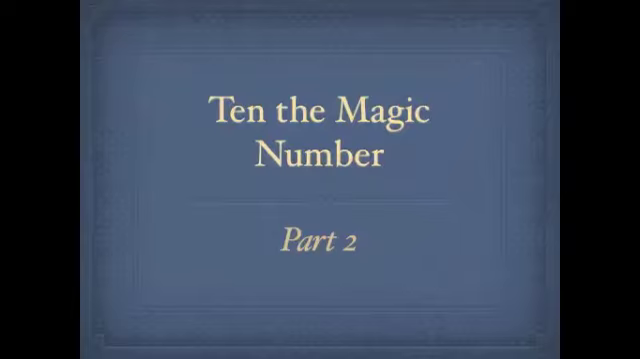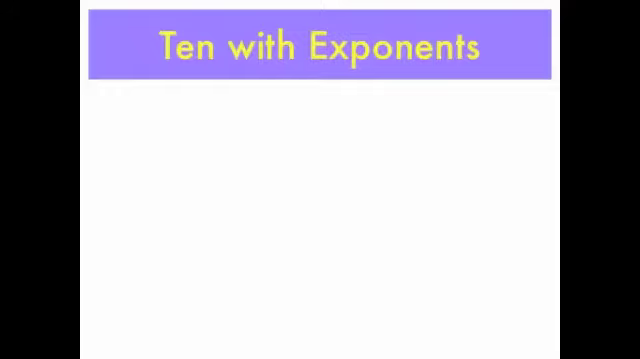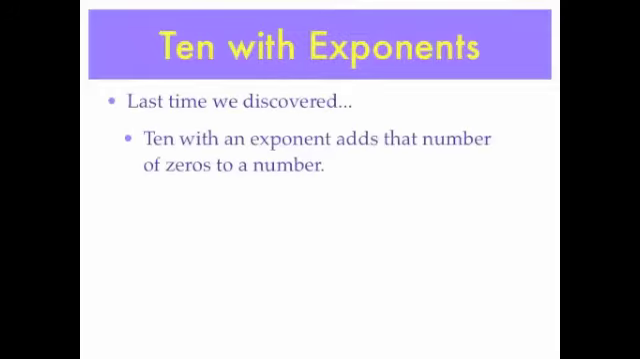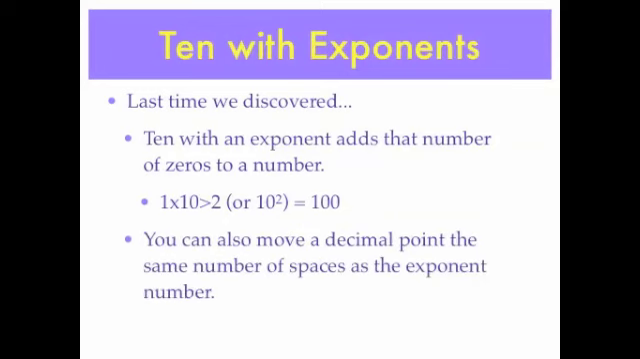Number, part 2. 10 with exponents. Last time we discovered 10 with exponents adds that number of zeros to a number. For example, 1 times 10 to the power of 2 equals 100, or 1 with 2 zeros after it. You can also move a decimal point the same number of spaces as the exponent number. For example, 1.2 times 10 to the power of 3 equals 1200.